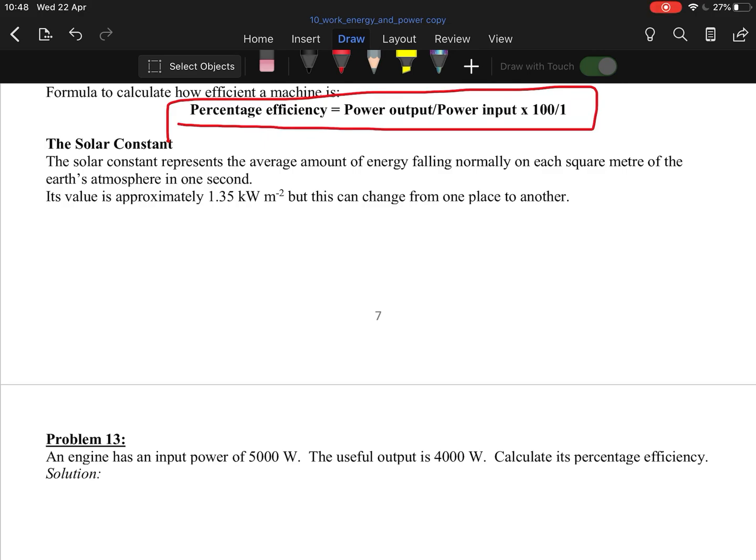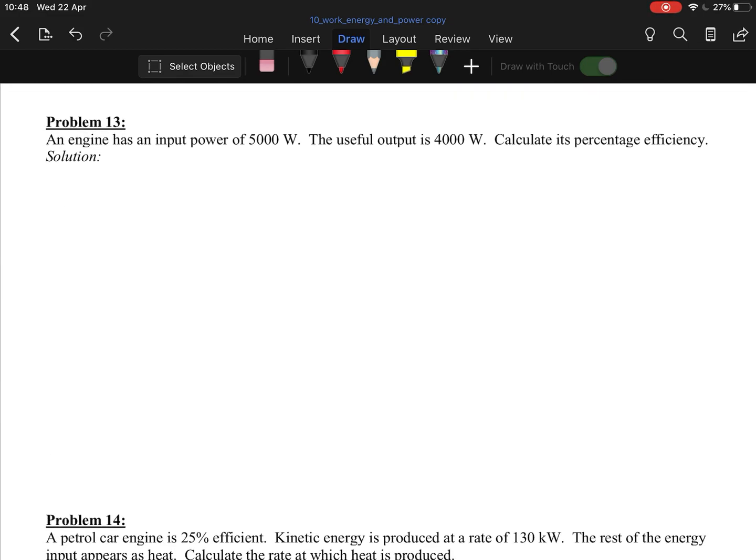Solar constant. The solar constant represents the average amount of energy falling normally on each square meter of the Earth's planet. I'll come back to this solar constant in another topic. There is a maths question for it, but I'll go through it then. Basically, the sun will give an amount of energy per square meter of the planet Earth, and that obviously changes depending on the weather, but usually there is a maximum amount that the sun can give. From that, that's how they work out if they put a solar panel on your roof, how much electricity it would generate, by how long it gets exposed to the sun.